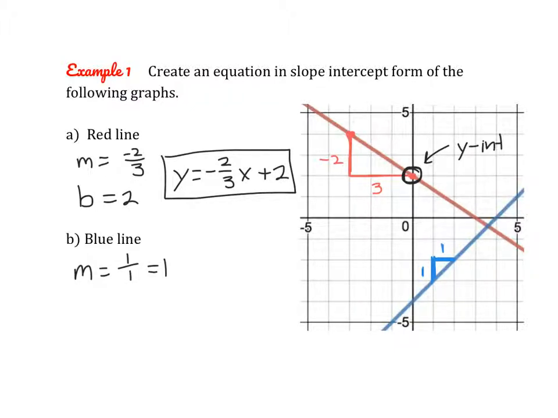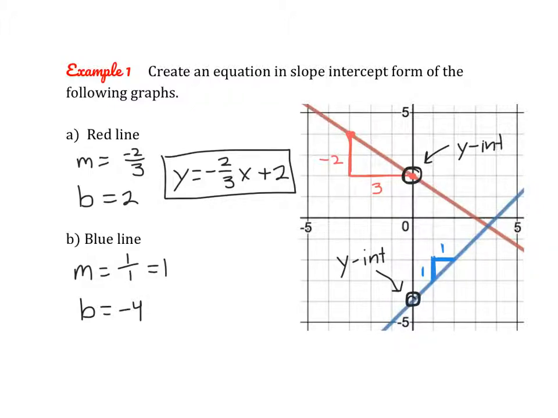Let's now find our y-intercept, where your line crosses the y-axis. I see it right here. Let's circle it, and let's label it. This is our y-intercept. I see that it is crossing the y-axis at -4. So our b value is -4.